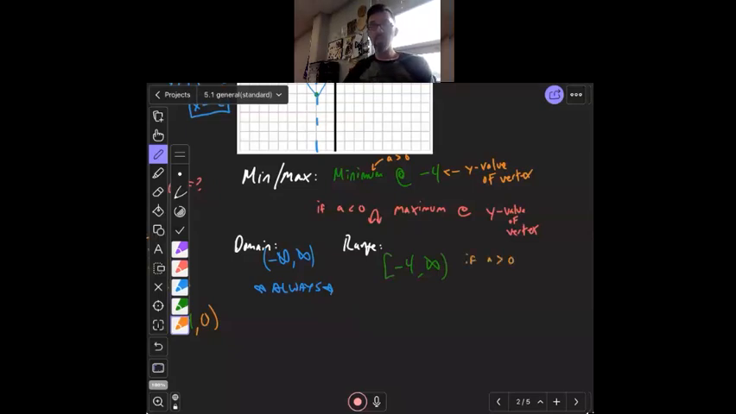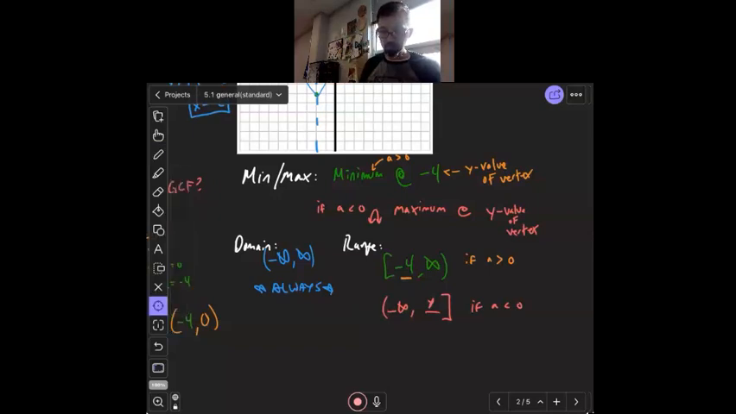If A is greater than 0, it will look like that. You just need to figure out what that y value is of your vertex. Okay? If A is negative, the graph opens down, goes down forever, and then stops at a highest point. Whatever your y value is, bracket. Okay? So if I just took this graph and flipped it upside down, I would have put a -4 there. Okay?